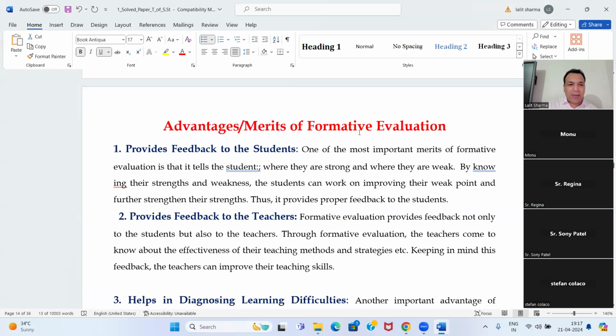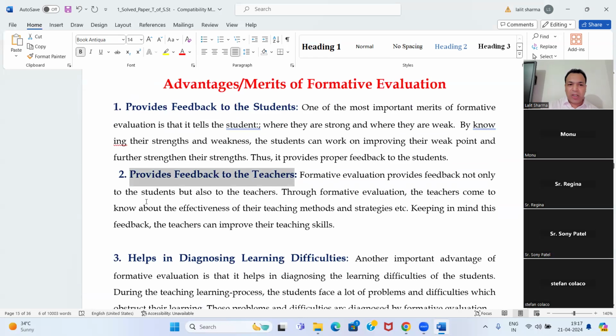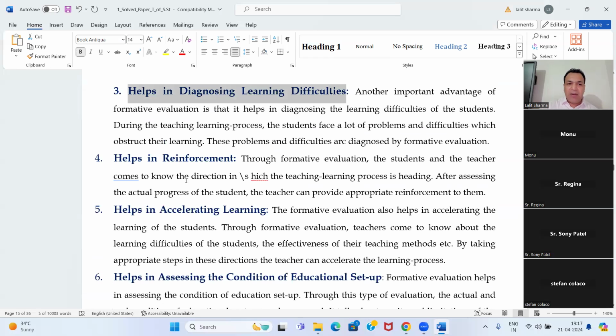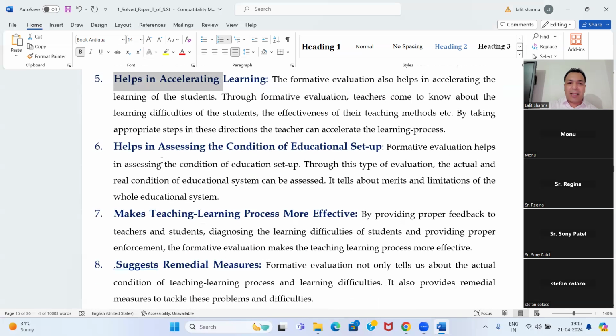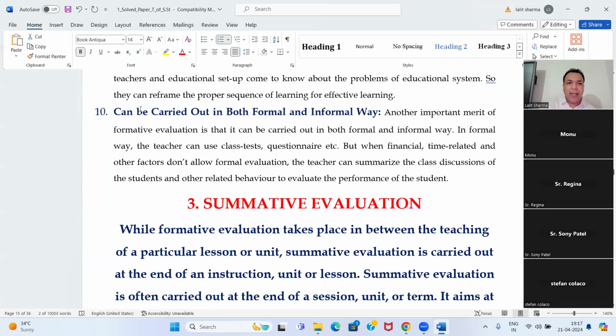Advantage and merits of the formative evaluations. Okay, वही वाले almost points होंगे. Provide feedback to the student, provide feedback to the teacher, help in diagnosing learning difficulties, help in reinforcement, help in accelerating learning, helps in assessing the conditions of educational setup, makes teaching learning process more effective, suggests remedial measure, helps in framing proper sequence of learning, can be carried out in both formal and informal way.